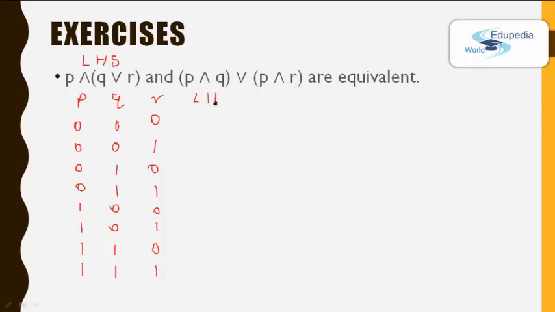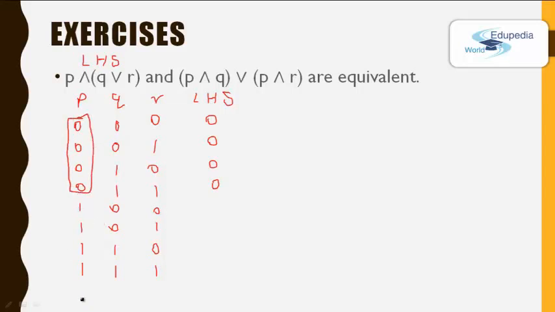So this is our left hand side column, and here this expression has the AND operation. That means whenever the input P is 0, the whole expression becomes 0. So these first 4 rows are anyway zeros because the input here is always 0.